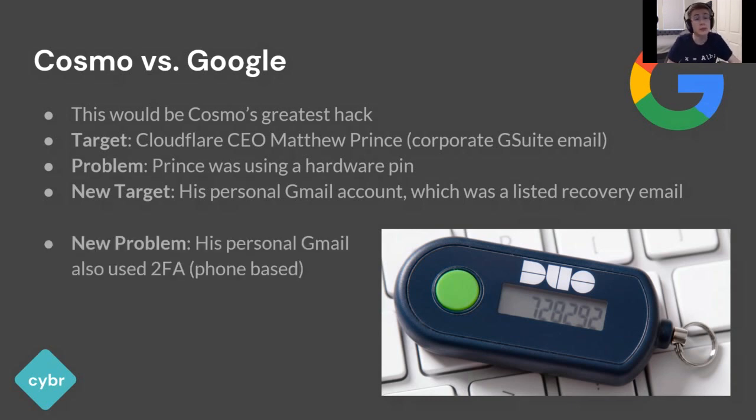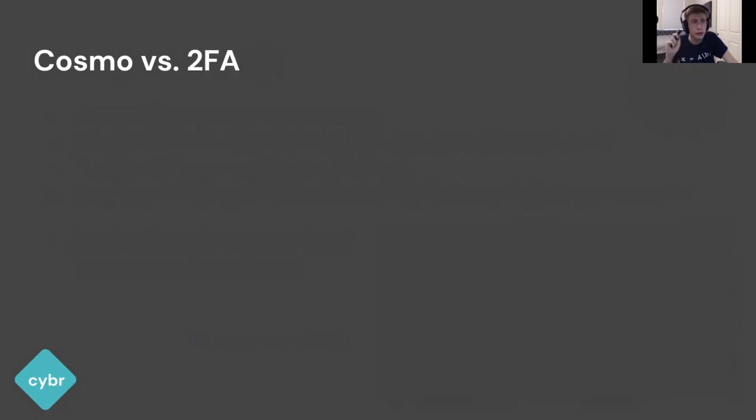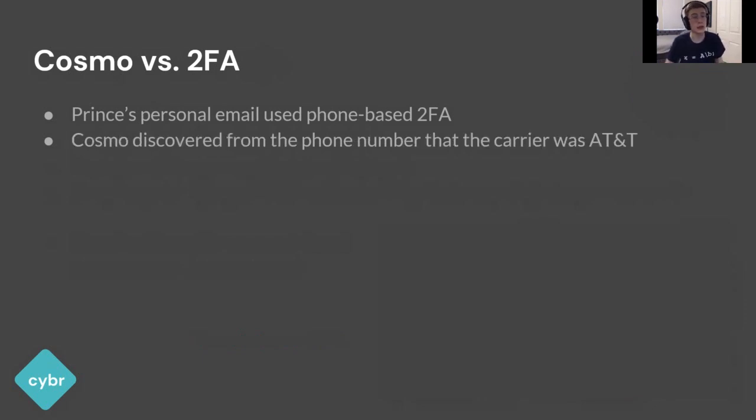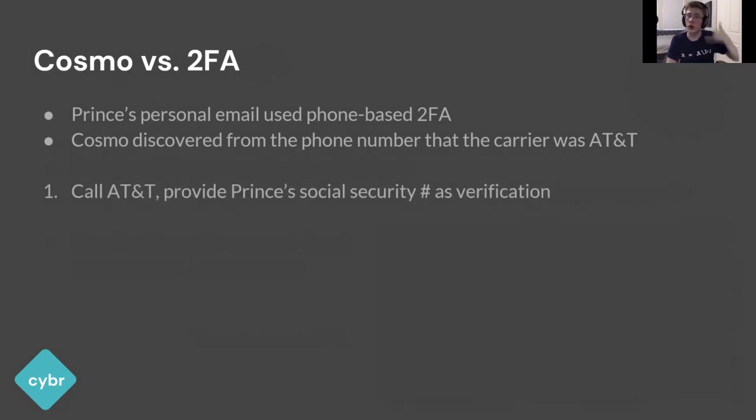Oh, sorry. His personal Gmail also uses 2-factor authentication. But the 2-factor authentication wasn't hardware pin. It was just phone-based. And this gave Cosmo an idea. Time to break 2FA. So, Cosmo versus 2FA. First, his personal email used phone-based 2FA. What Cosmo discovered from Prince's personal phone number was that the carrier was AT&T. So what Cosmo did was first, he'd call AT&T and provide Prince's social security number as verification.